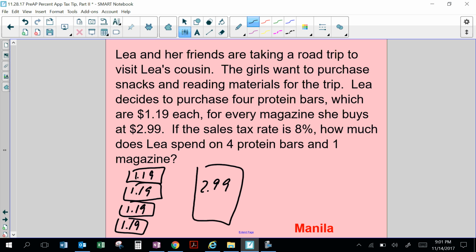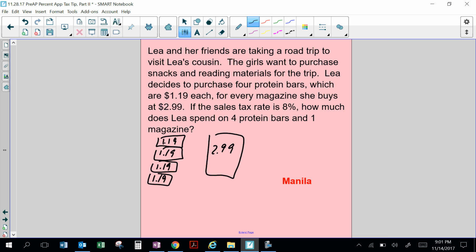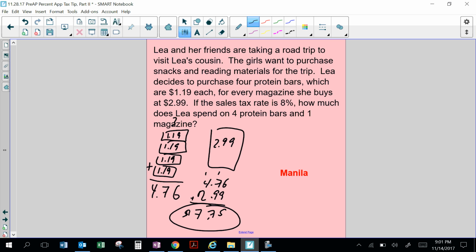Well, I guess the first thing we should figure out is the total amount spent. So if you add $1.19 four times: 9, 36, carry the 3. 1 plus 3 is 4, 7. 1. So $4.76 for the protein bars, plus $2.99 for the magazine. 15, carry the 1, 10, 17, carry the 1. So she spent $7.75. That's her subtotal. Now she has to pay tax on this.